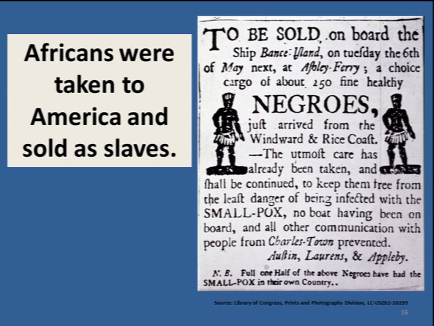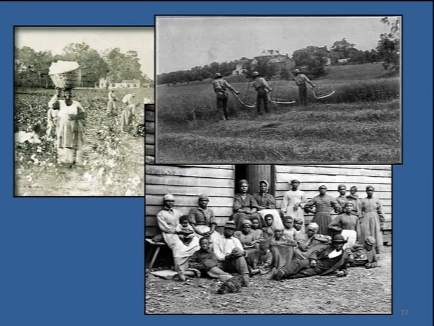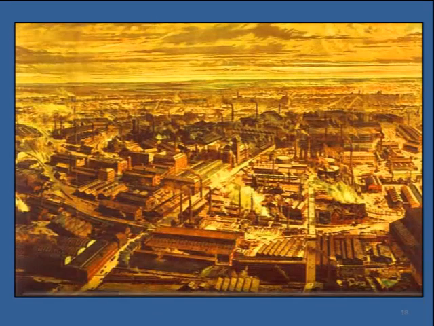This advertisement for a slave sale was placed in a Charleston, South Carolina newspaper in 1760. The southern states always had more slaves than the northern states because the two regions had very different economies. Tobacco and cotton were the main export crops in the southern states, while manufacturing became more important in the north. This made slaves less desirable in the northern states.